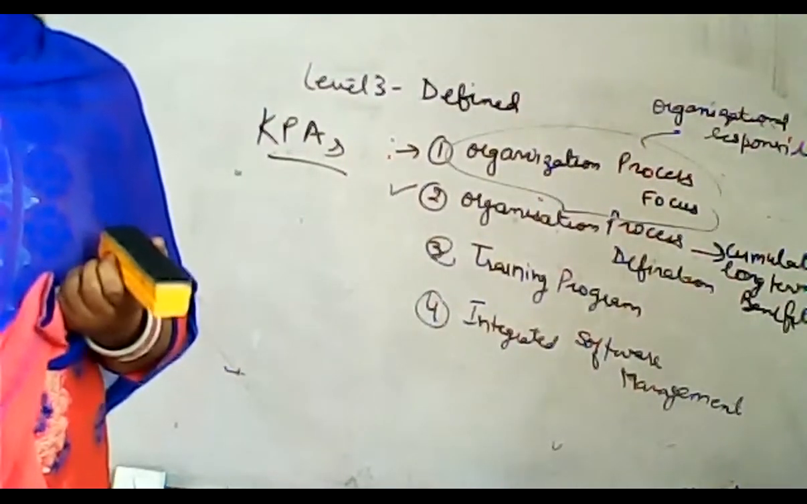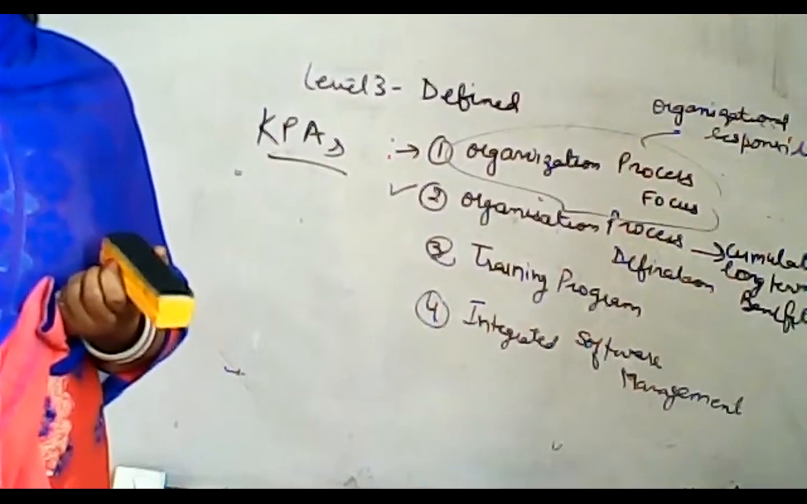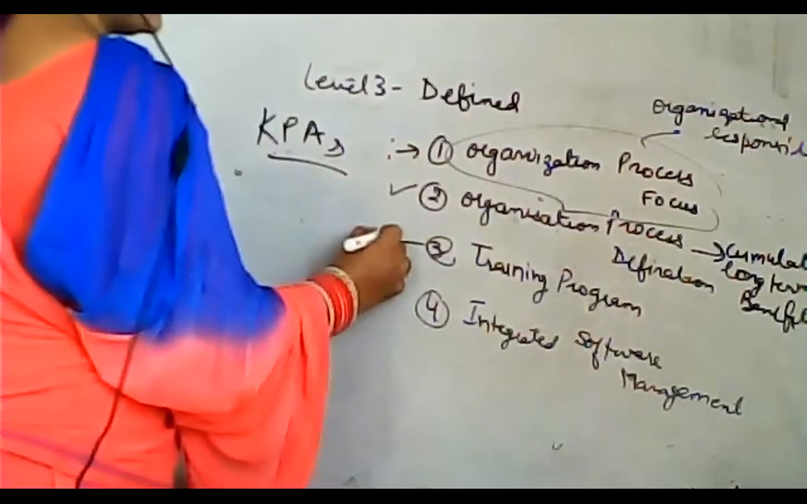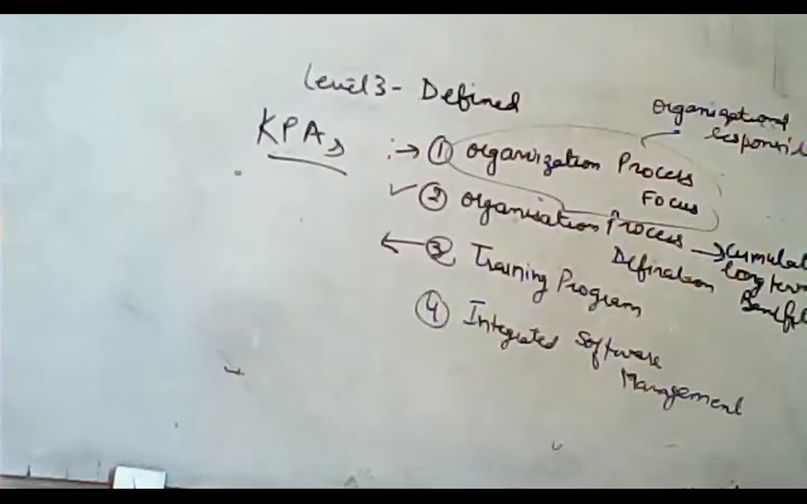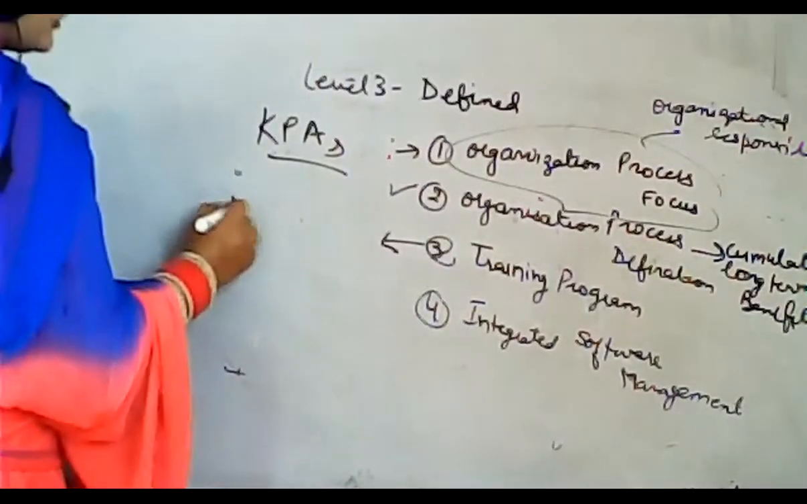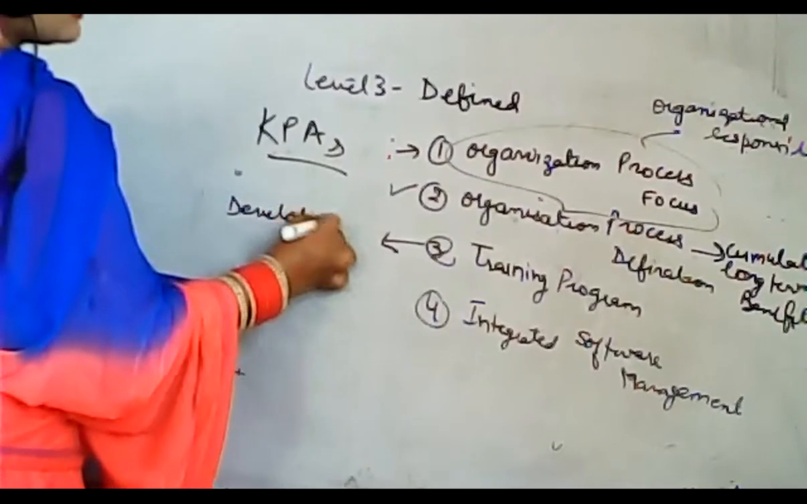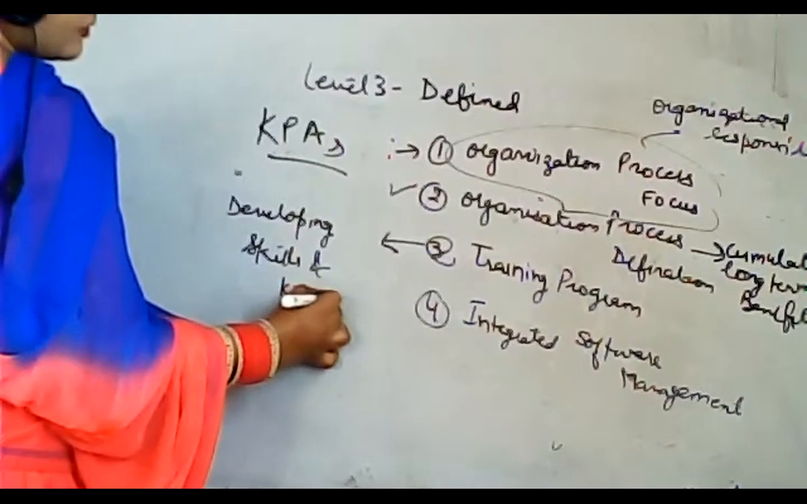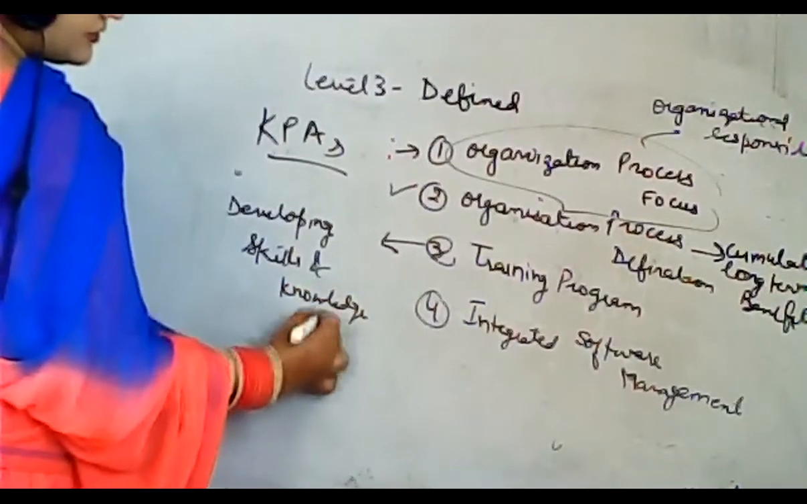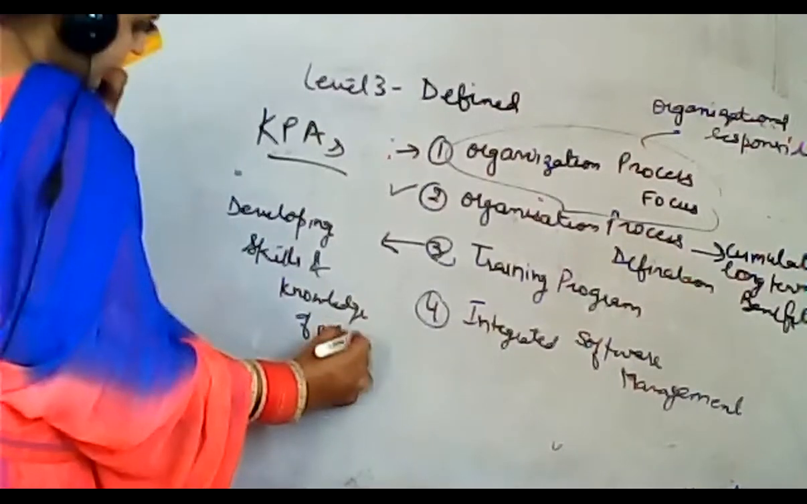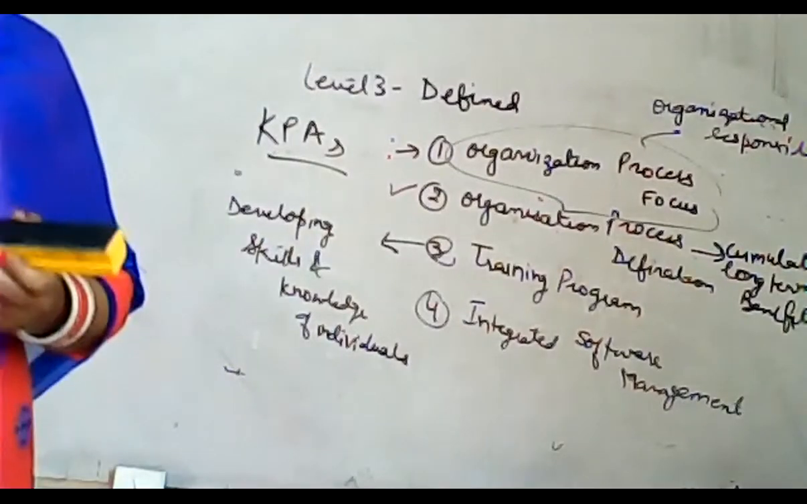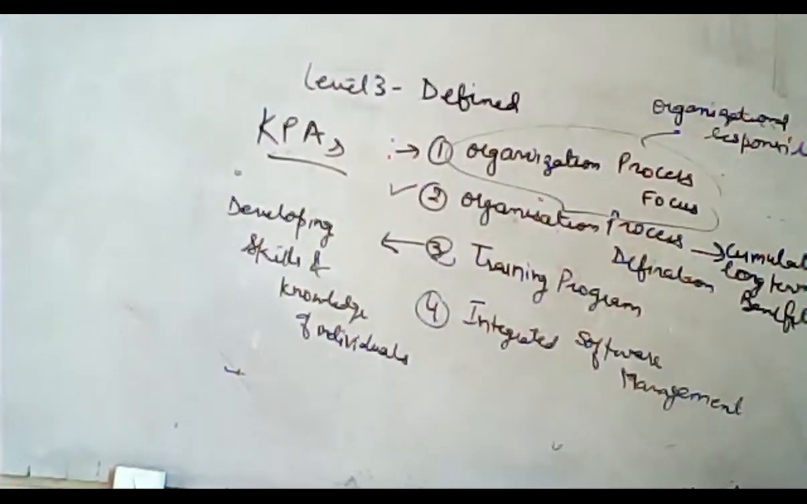The training program develops the skill and knowledge of individuals so that they can perform their roles effectively and efficiently. So this is the role of the training program: developing skills and knowledge of individuals so that they can perform their roles effectively and efficiently.